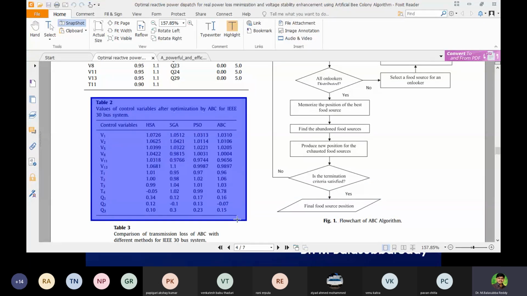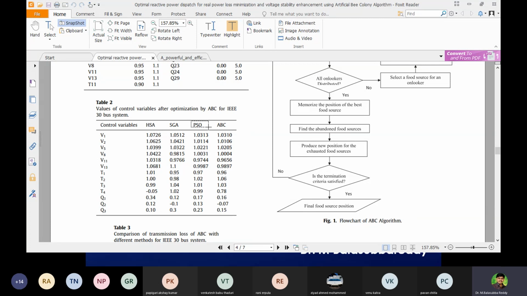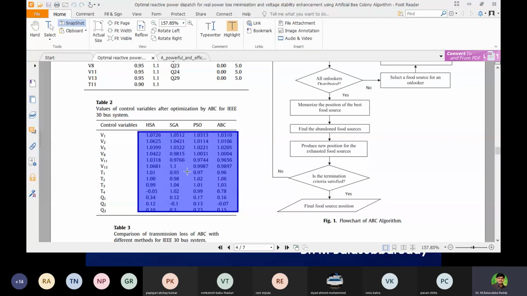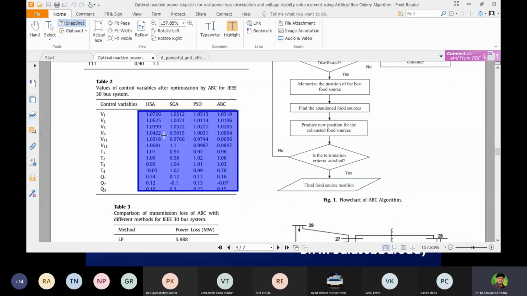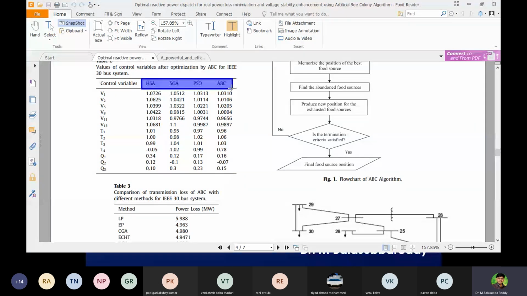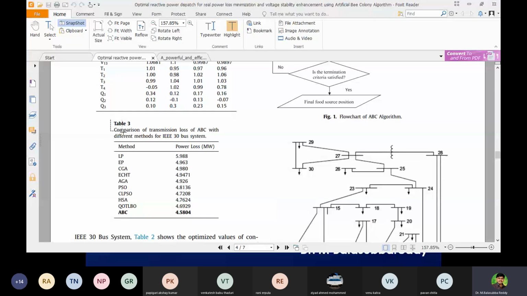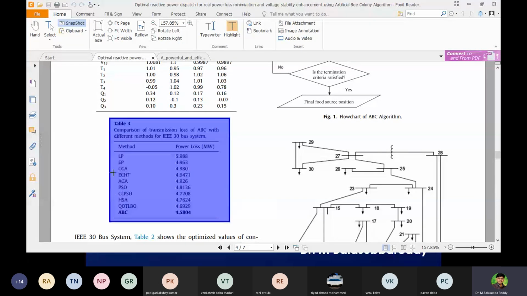This table shows one thing: the control variables are these, and they mention some of the control variables, and also different algorithms. This is the HSA harmony search algorithm, or particle swarm optimization, and ABC is our proposed algorithm. Just notice this: whatever parameter you want to consider, using this algorithm, they implemented a lot of algorithms on the same problem and concluded here with the ABC algorithm compared with different algorithms.